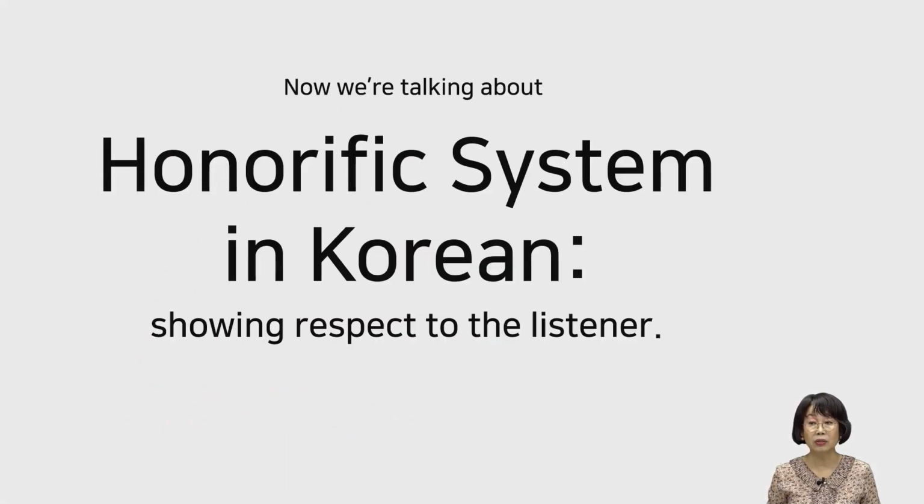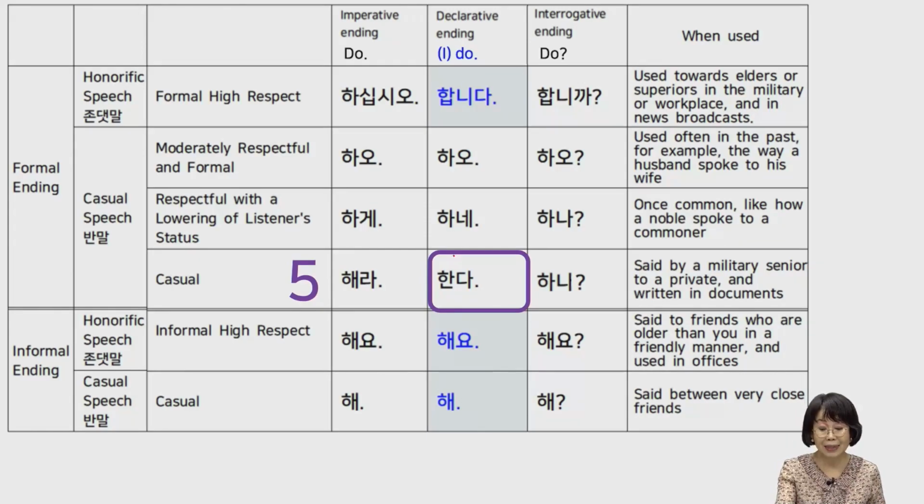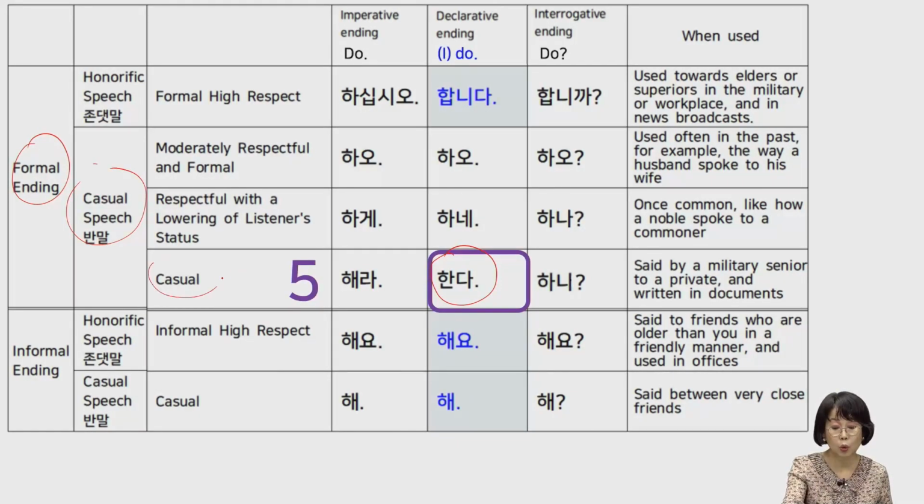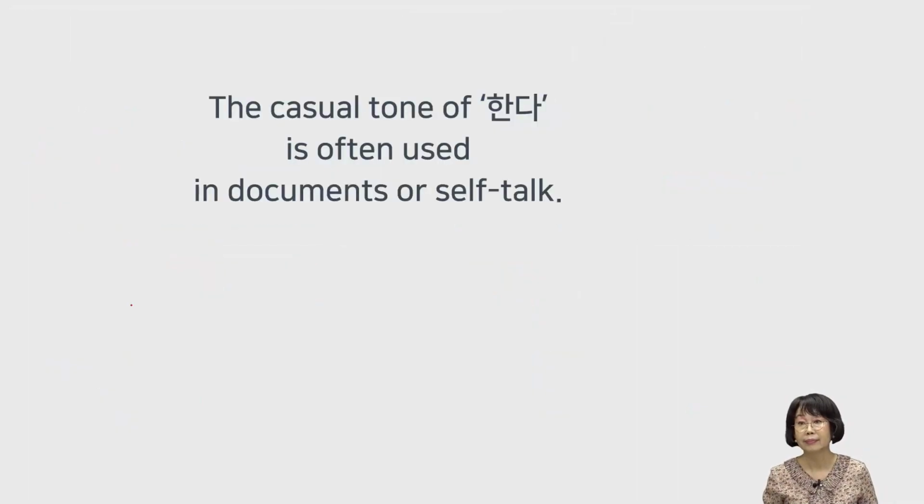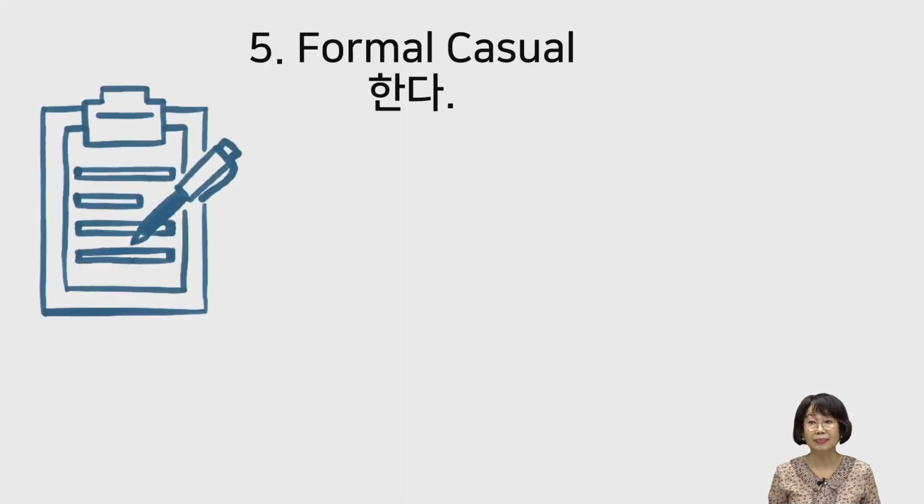Honorific system in Korean. Let's check the extra ones. Let's check the fifth one. 한다. Formal ending, casual speech, casual one. The casual tone of 한다 is often used in documents or self-talk.